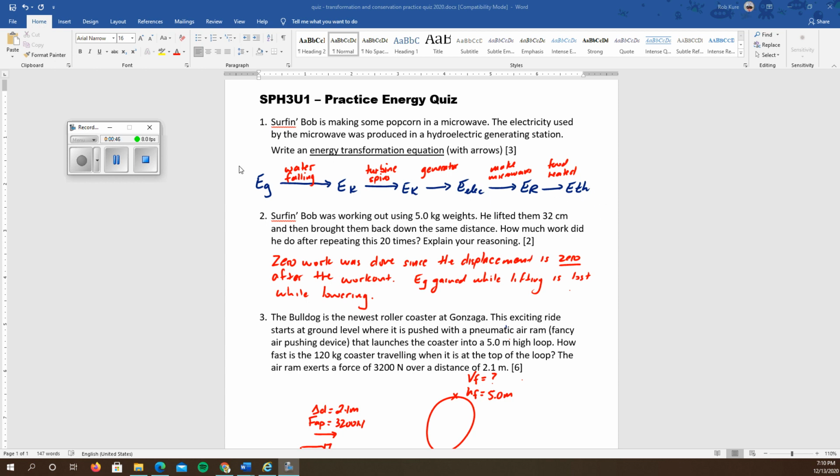Make sure you've got all the different forms of energy in sequence, with a little bit of a description above each of the arrows, for full marks.